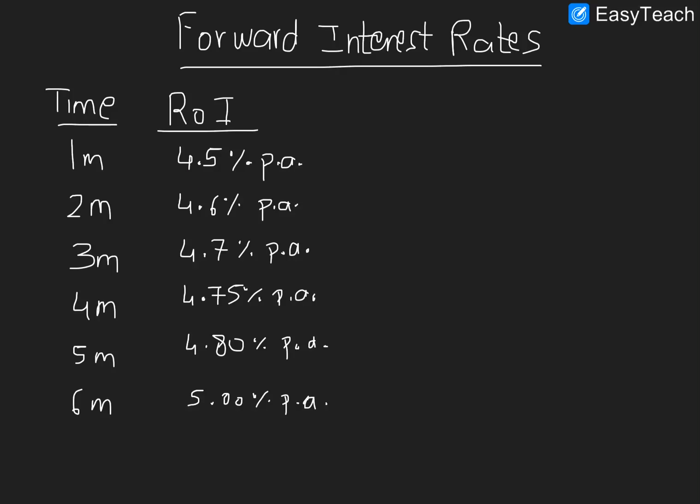Now when we have such rates of interest, 1 month, 2 month, 3 month, 4, 5, 6 months, all these rates are basically called spot rates of interest. That is, if you make a deposit today, or if you take a loan today for 1 month, then the rate of interest applicable to you will be 4.5%. Then if you want to make a deposit for 3 months, the rate of interest applicable will be 4.7%. If you want to make it for 5 months, the rate of interest will be 4.8%. So in this way, these all are the spot rates.